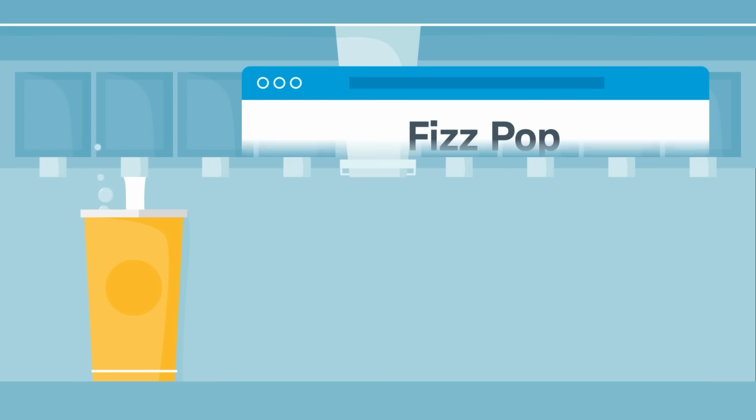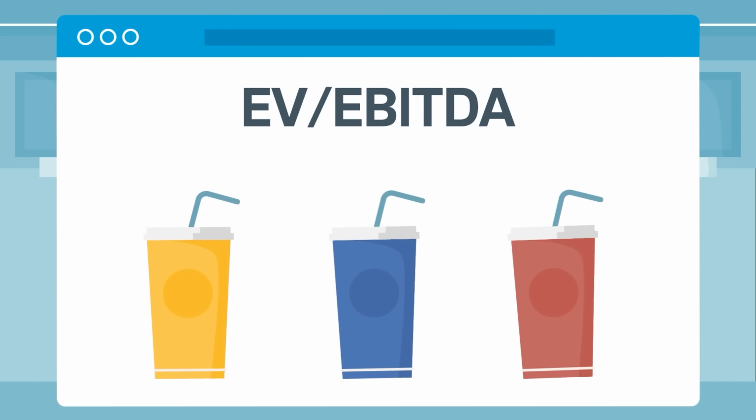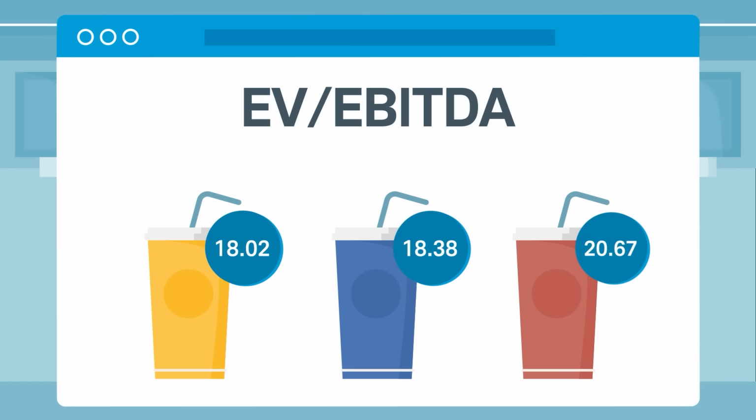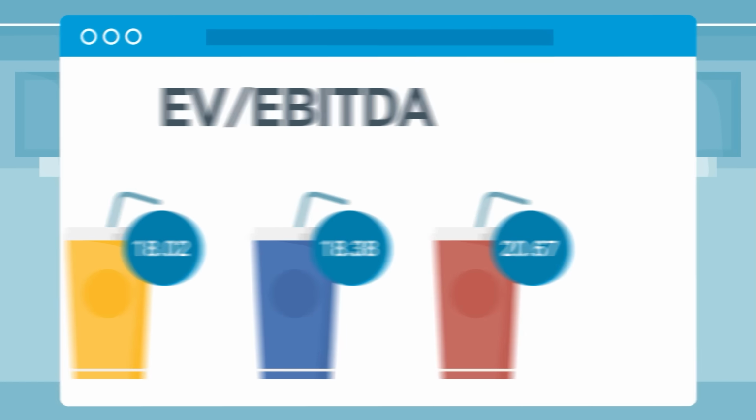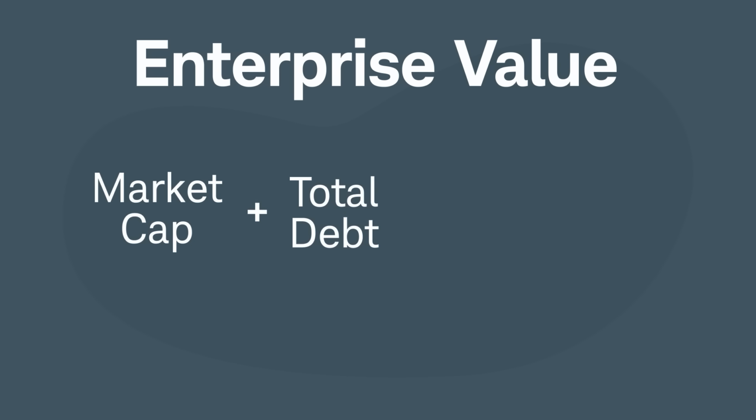Imagine we wanted to determine if a soft drink company has some fizz. It's currently trading at $56. But is that a good price? Determining the company's EV to EBITDA and then comparing it to similar company ratios could help determine if it's over or undervalued. To do this, first calculate the enterprise value, which accounts for the company's equity, debt, and cash.